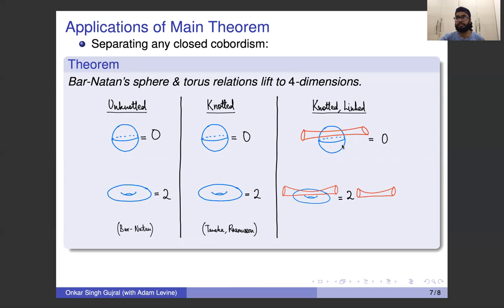In particular, this sphere is also allowed to be knotted up as well. It wasn't already known what the Khovanov map induced by such a cobordism is, but by virtue of our main theorem, what we can do is look at this blue sphere and pull it apart from the red cobordism.